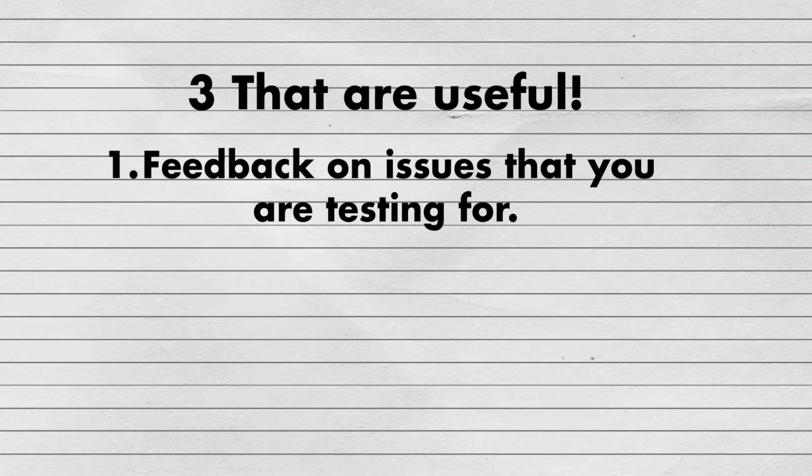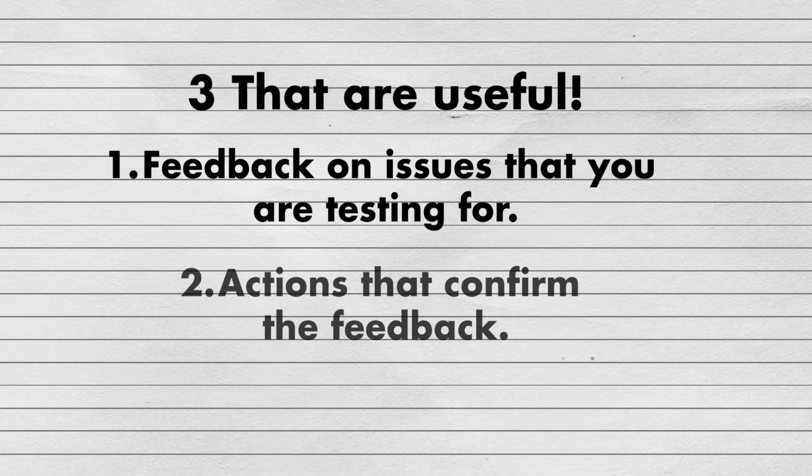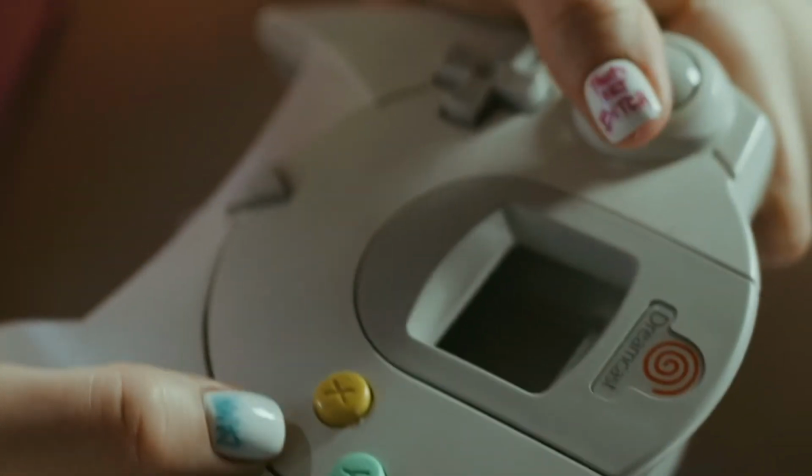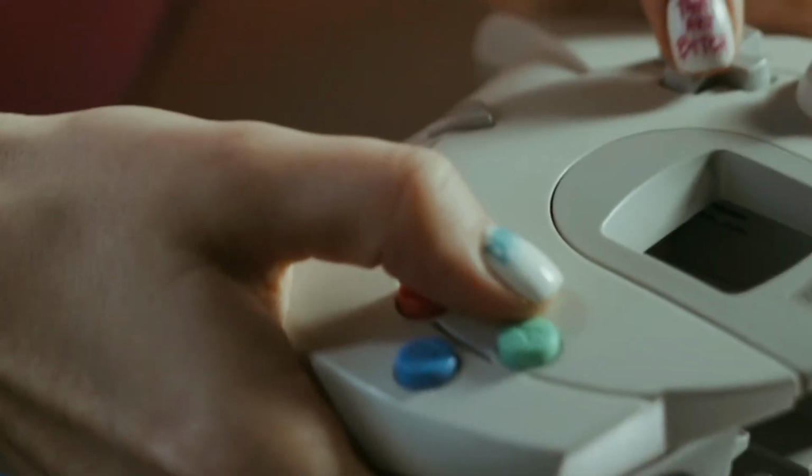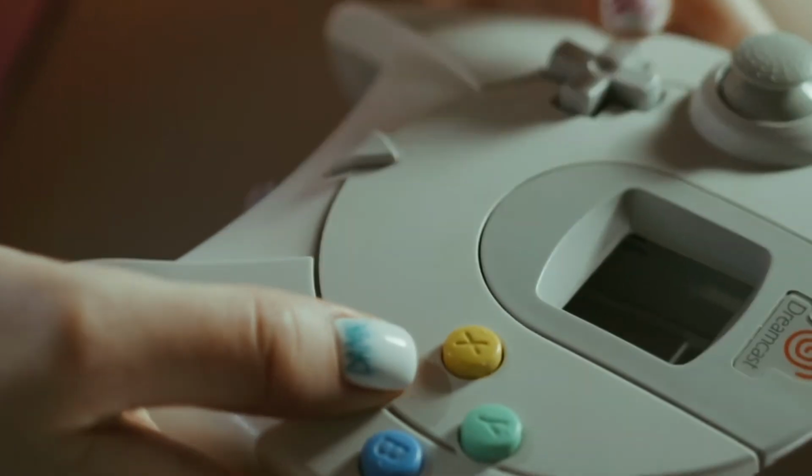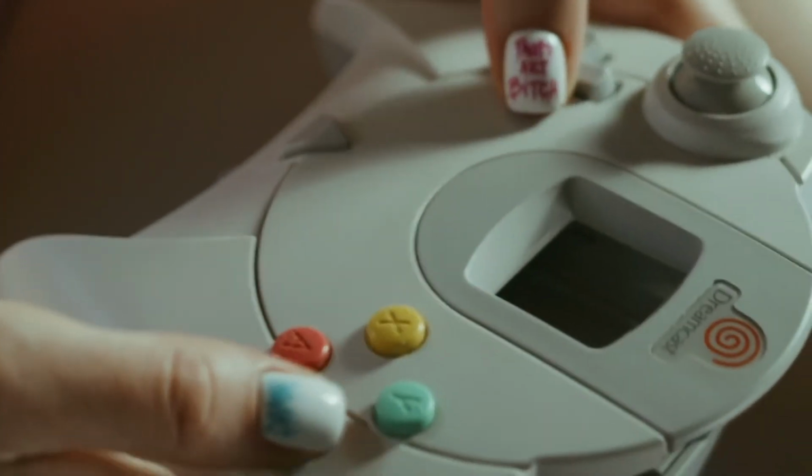The second thing to keep in mind for useful feedback is actions that confirm the feedback. This can be whether the player took a bit longer to complete the session, or even if they complain about their hand hurting after not getting used to the control scheme. These are little things that you should keep an eye out for, just in case.